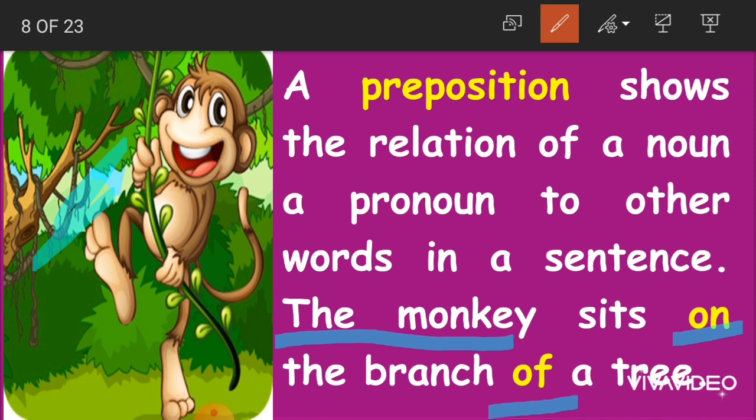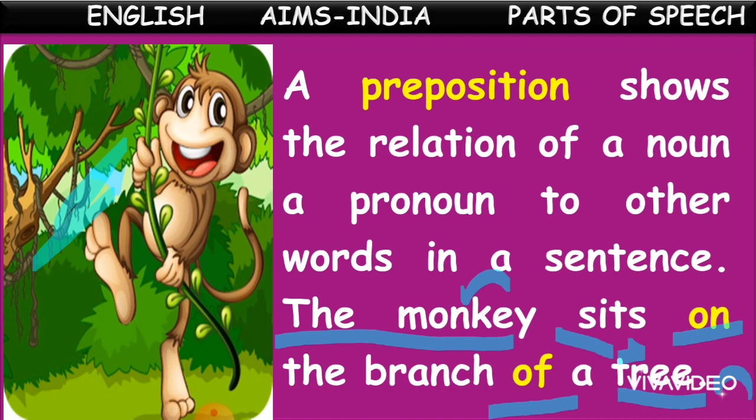Understood, children? So a preposition shows the relation of a noun or a pronoun. Here monkey is a noun, tree is also a noun. These both are nouns actually. So this preposition is showing the relation between these two, the monkey and the tree, with the words on and of. The monkey sits on the branch of a tree. So this is the preposition. Okay. Now what is the next one?